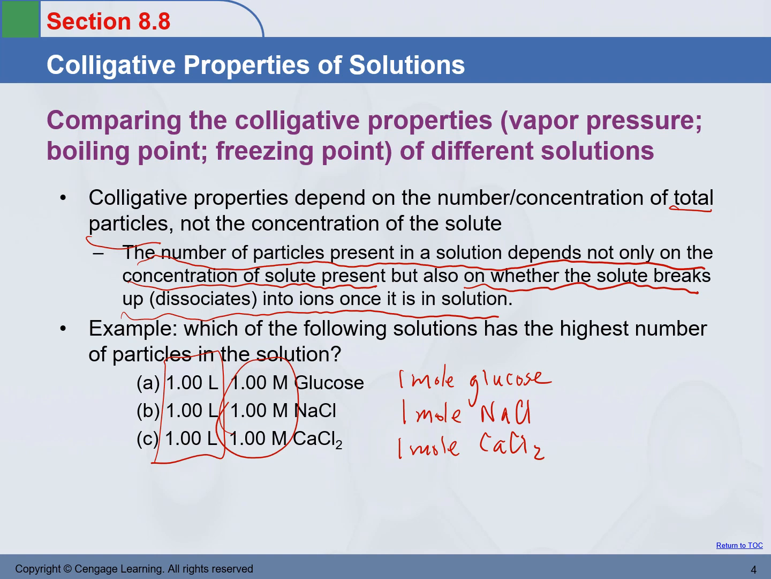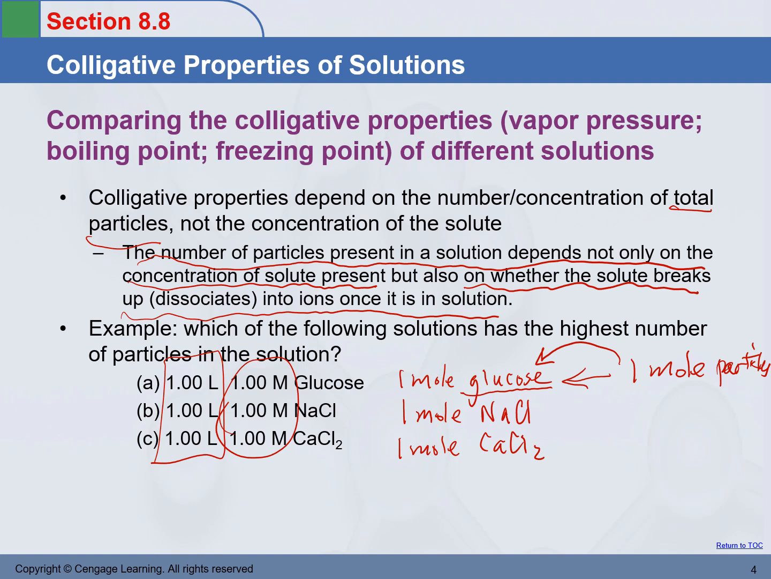However, glucose is a molecular compound. Every glucose molecule, when it is dissolved in water, stays as 1 molecule. So in this solution, we have 1 mole of particles. The number of particles is the same as the number of molecules because each molecule stays as itself in solution.